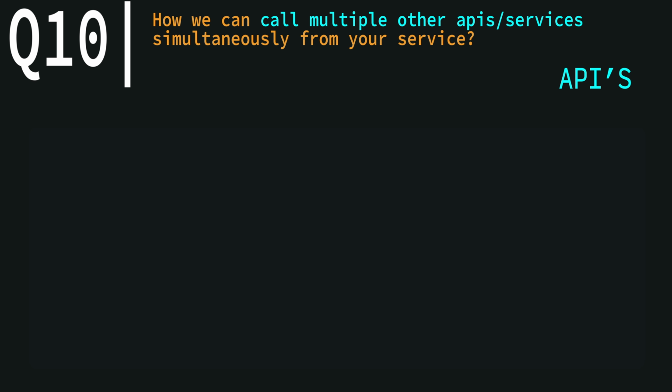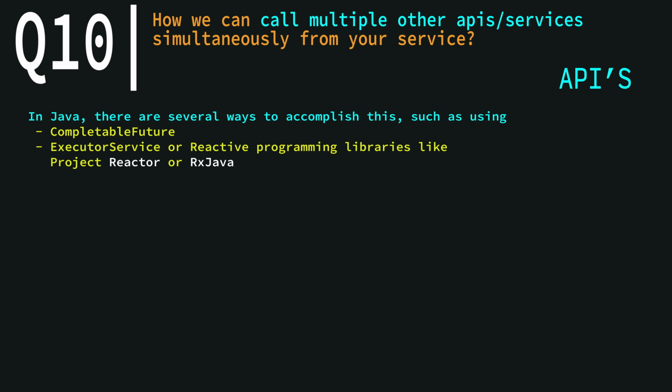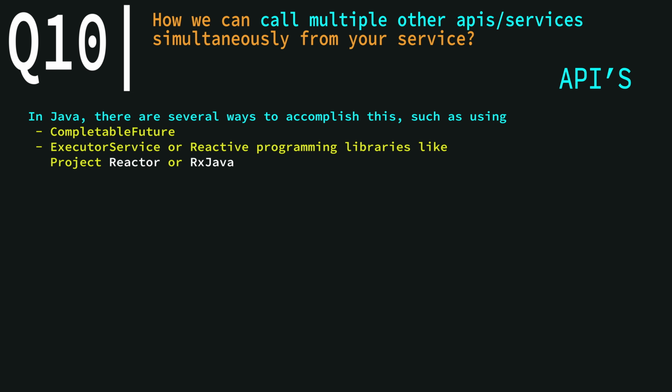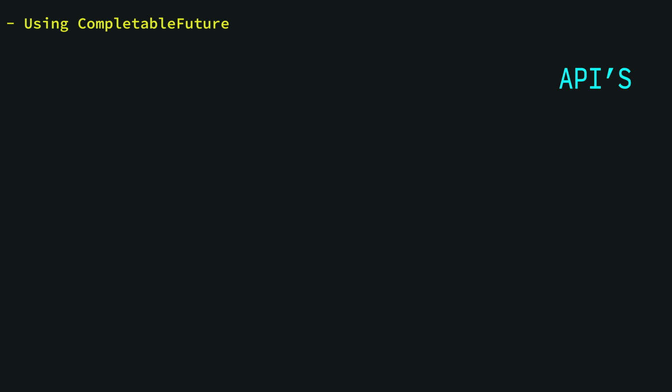To achieve this in Java, we actually have two ways. We can use the CompletableFuture class provided by Java, and the second way is we can use reactive programming libraries like Project Reactor or RxJava. So let's go through the first example, that is CompletableFuture provided by Java.